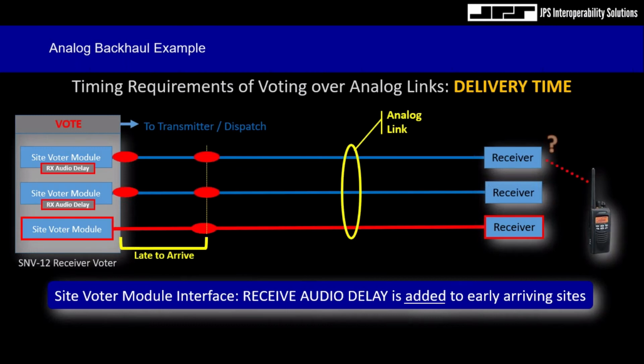The nice thing about analog backhaul is that propagation delay usually doesn't change over time. So once the receiver audio delay is provisioned in the SNV12 voter site voter modules, you should not have to make adjustments for literally many, many years, or if ever.